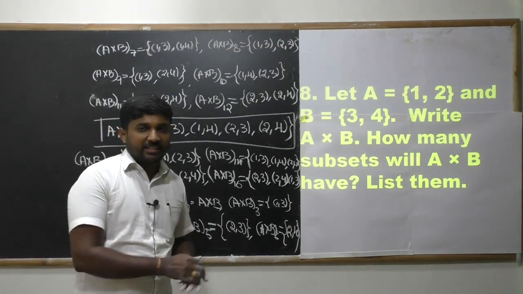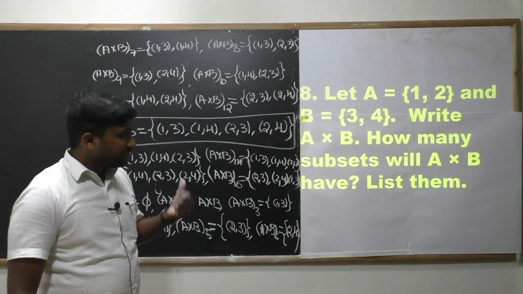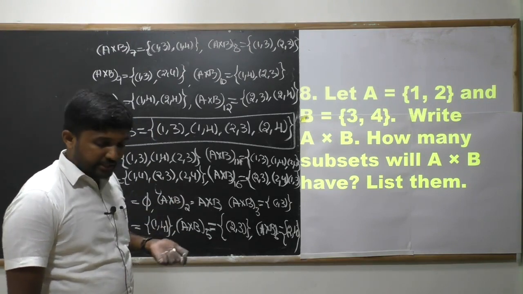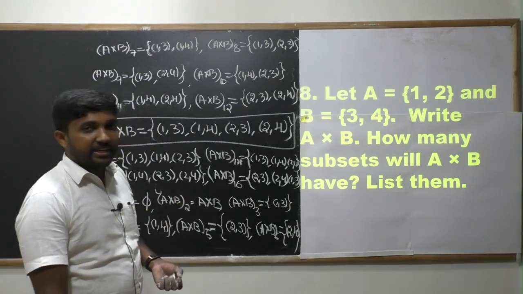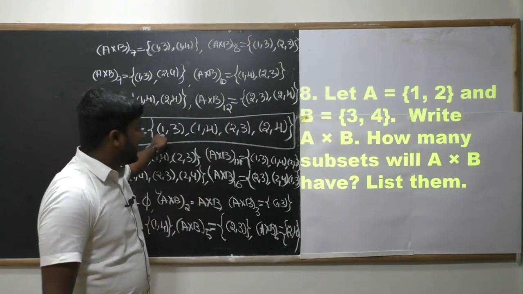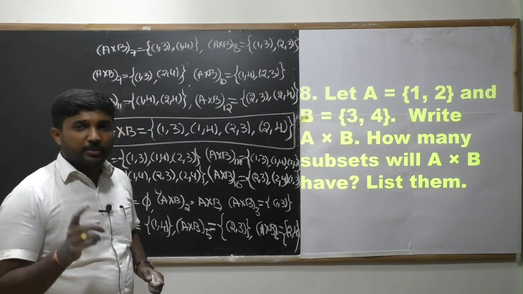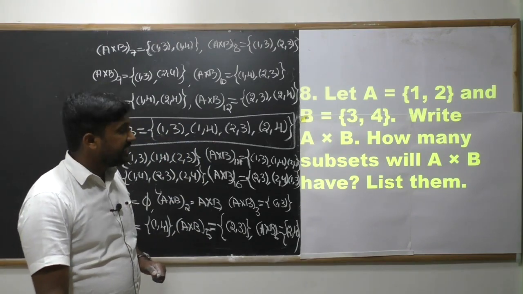Very lengthy, right? You will not get this type of questions. Just for our practice purpose, they have given it in NCERT. Writing 16 subsets, because A cross B contains 4 elements. Number of subsets of A cross B is 2 to the power 4, that is 16.